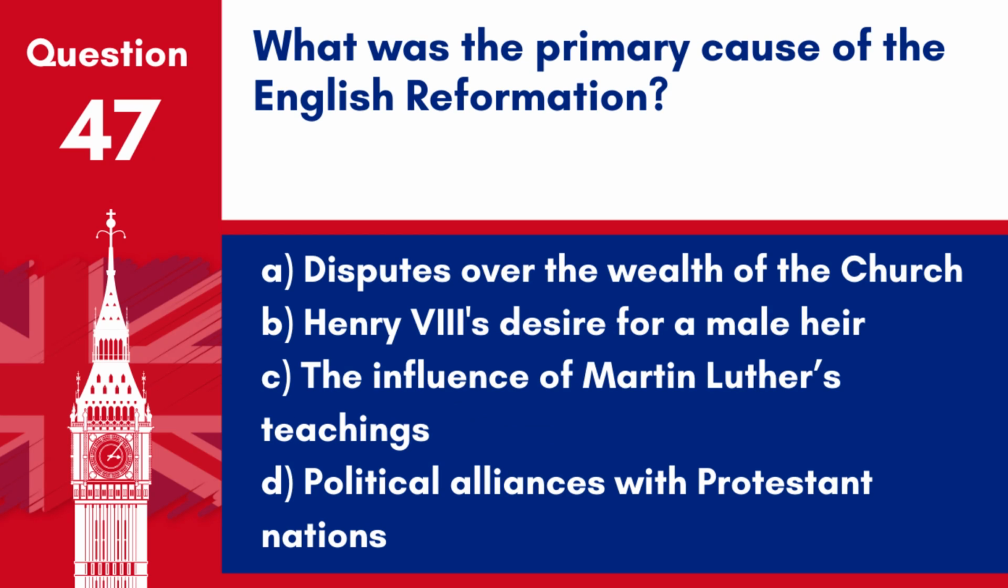Question 47. What was the primary cause of the English Reformation? A. Disputes over the wealth of the Church. B. Henry VIII's desire for a male heir. C. The influence of Martin Luther's teachings. D. Political alliances with Protestant nations. Answer. B. Henry VIII's desire for a male heir. The primary cause of the English Reformation was Henry VIII's desire for a male heir, which led him to seek a divorce that the Pope refused to grant.